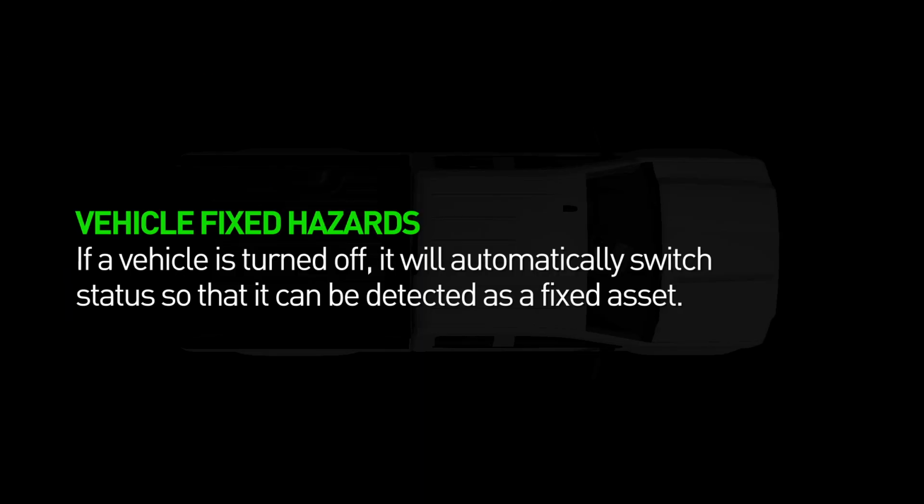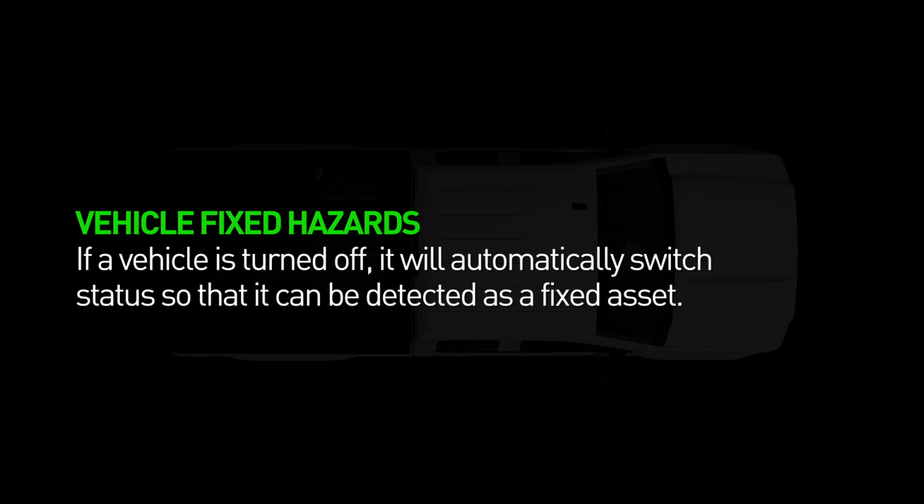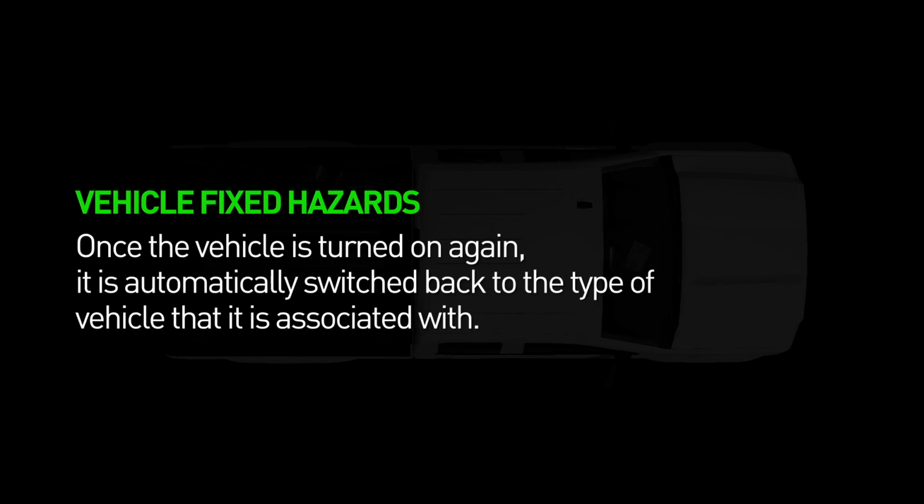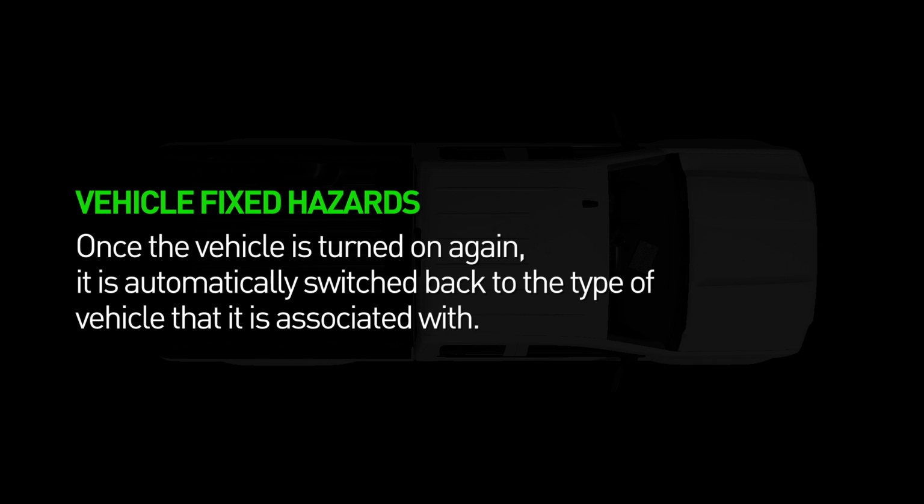If a vehicle is turned off, it will automatically switch status so that it can be detected as a fixed asset. Once the vehicle is turned on again, it is automatically switched back to the type of vehicle that it is associated with.